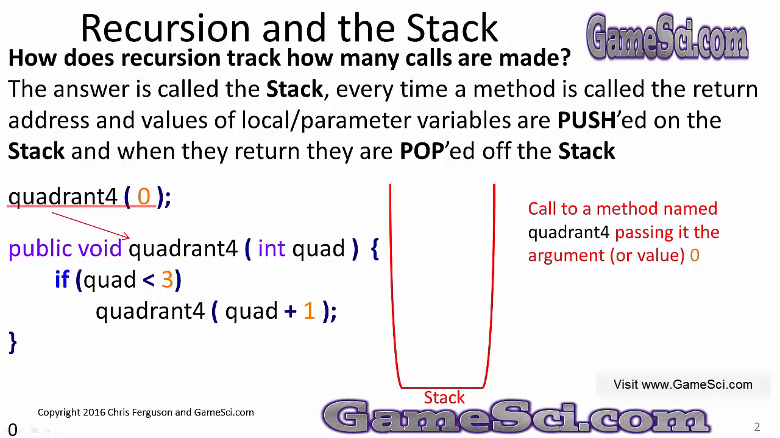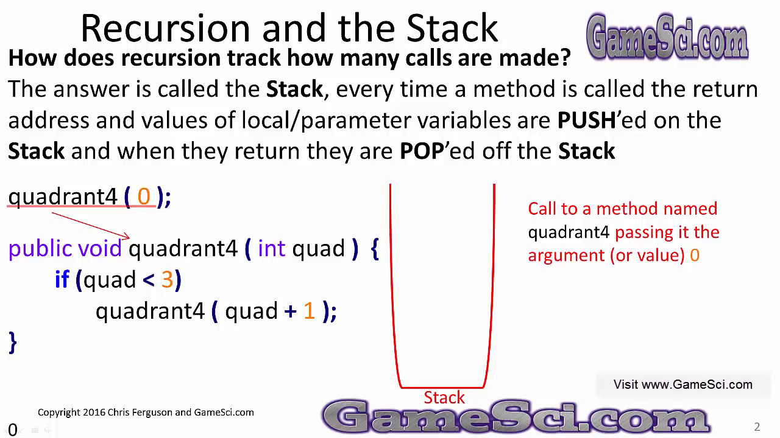So, recursion and the stack. How does recursion track how many calls are made? The answer is called the stack. Every time a method is called, the return address and values of local/parameter variables are pushed onto the stack. And when they return, they're popped off the stack. So every time I make a method call or a method return, something's going to happen to the stack.